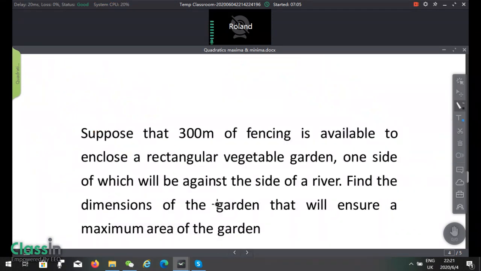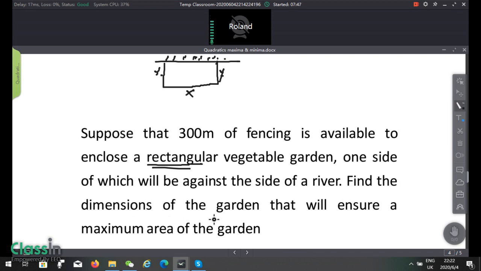Okay, let's look at another example. Suppose that 300 meters of fencing is available to enclose a rectangular vegetable garden, one side of which will be against the side of a river. So this is a river, okay? So actually we need 3 sides in order to make this enclosure. We need 3 sides because this side is a river. And this is like the first example. If this length is x and this length is y, of course this length will be y because they say the enclosure must be rectangular. So these opposite sides must be the same.